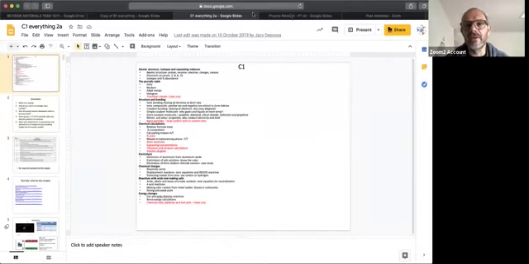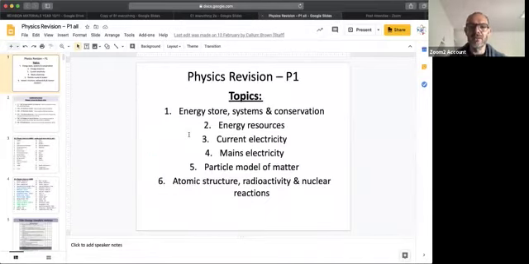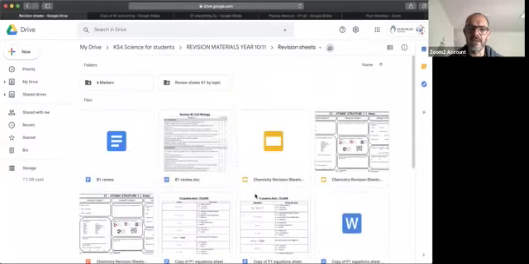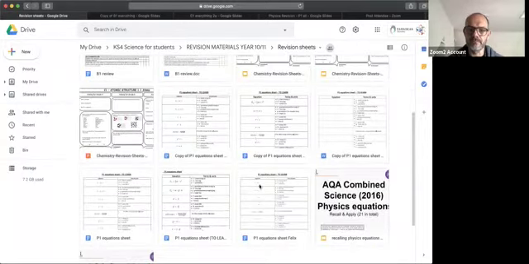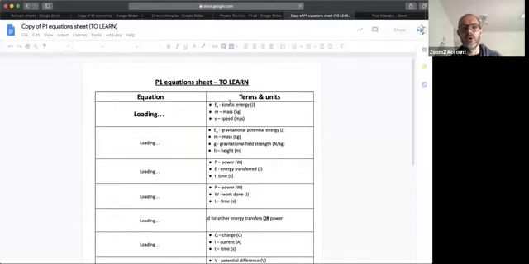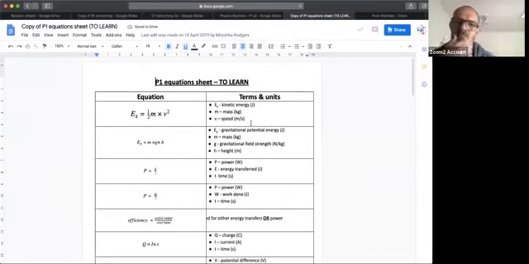If I get onto physics, physics is a bit different. So those are all of the topics in physics. That's the whole lot. That's everything. But if I come back to the revision materials and go into my revision sheets over here, here is a set of physics equations. Now, it says at the top, to learn, okay? These are the equations that you need to actually know.